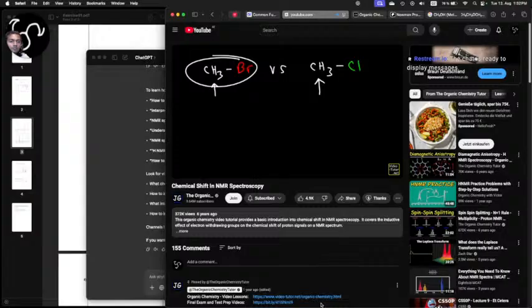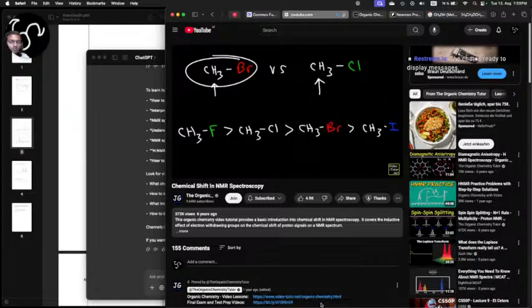So when dealing with the halogens, here's what you need to know. Methyl fluoride is going to have the highest chemical shift. Then it's going to be methyl chloride, followed by methyl bromide, followed by methyl iodide. So this is due to the inductive effect. The proton that's attached to a carbon with a more electronegative atom attached to it is going to have the higher chemical shift. It's going to appear more downfield.